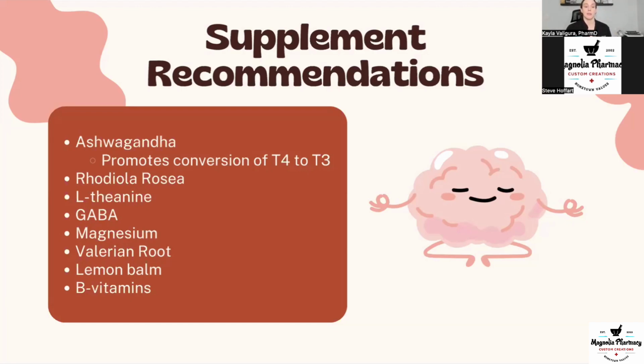We also have rhodiola, which is helpful as well with stress management, L-theanine and GABA, magnesium, valerian root, lemon balm, and then B vitamins, which help with our overall neurotransmitter and brain function. So that can be helpful with stress as well.